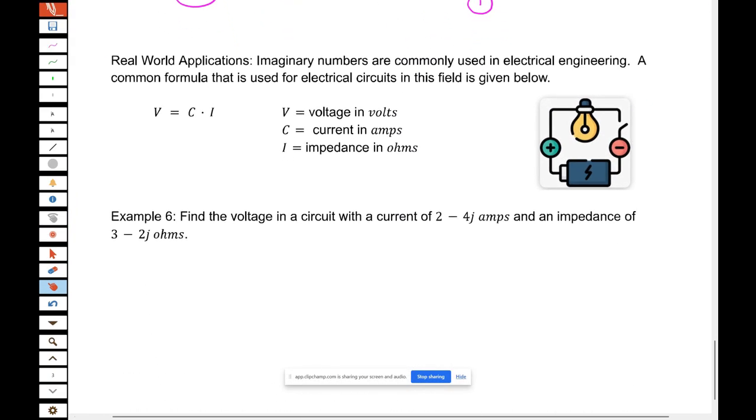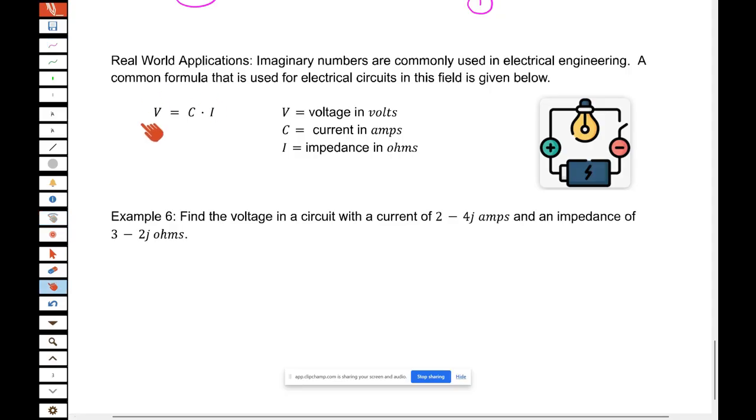All right, the last problem here in our notes. Imaginary numbers are commonly used in electrical engineering. That is the only actual application I know for them besides quadratics when we do them like a mathematical application. A common formula that is used for electrical circuits in this field is given below.